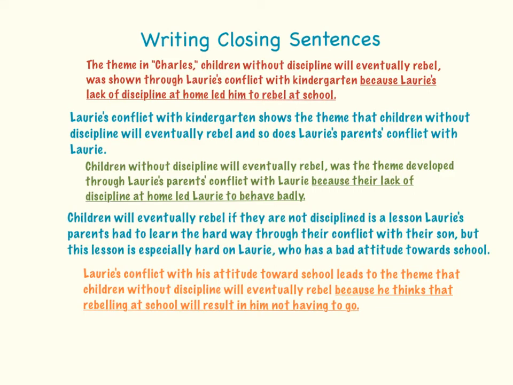In this second example, I tried to incorporate some writing style. Children will eventually rebel if they are not disciplined is a lesson Laurie's parents had to learn the hard way through their conflict with their son. But this lesson is especially hard on Laurie, who has a bad attitude towards school. Again, you can see where I have restated the abstract subject, the theme, the concrete element, which was Laurie's conflict, and then I've provided a transition.